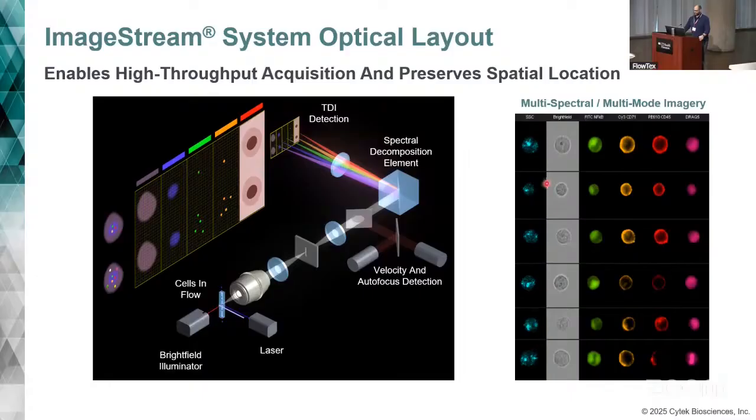This is what side scatter looks like when you take a picture of it. Pretty regularly, people run samples and they're like, what is that? I'm like, that's your side scatter, right? That's what it looks like when you have an image. Bright field images and then your different fluorescent channels.